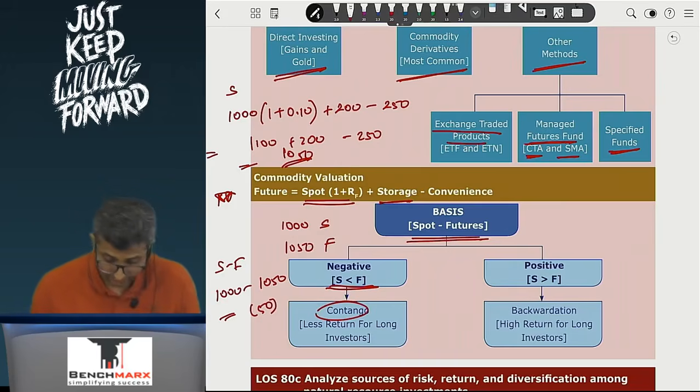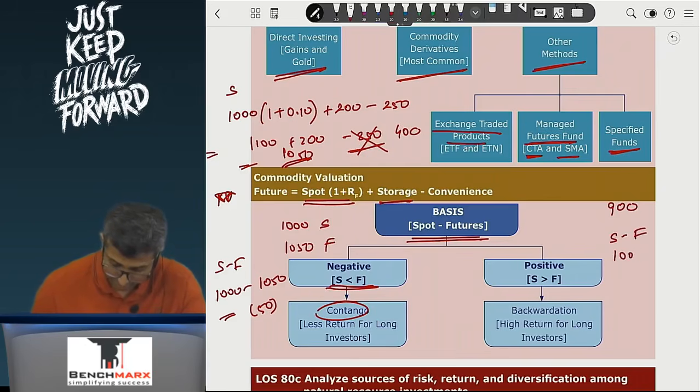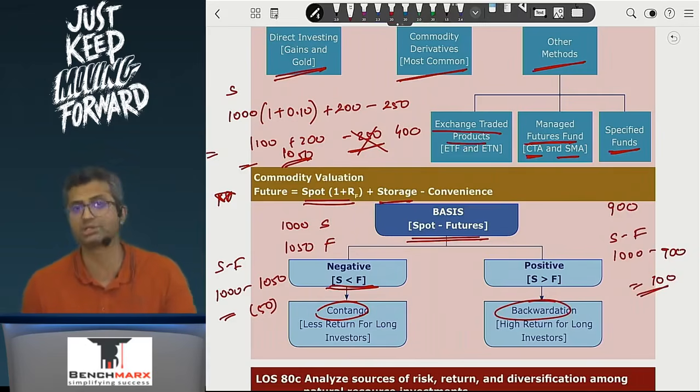However, if let's say the convenience yield is not 250, the convenience yield for example was 450, in which case 1100 plus 200 is 1300, minus, let's say, 400, 1300 minus 400, let's say this will come to 900. So if I do spot minus future, this is 1000 minus 900, this will come to 100. This is called backwardation, where spot is greater than the future.